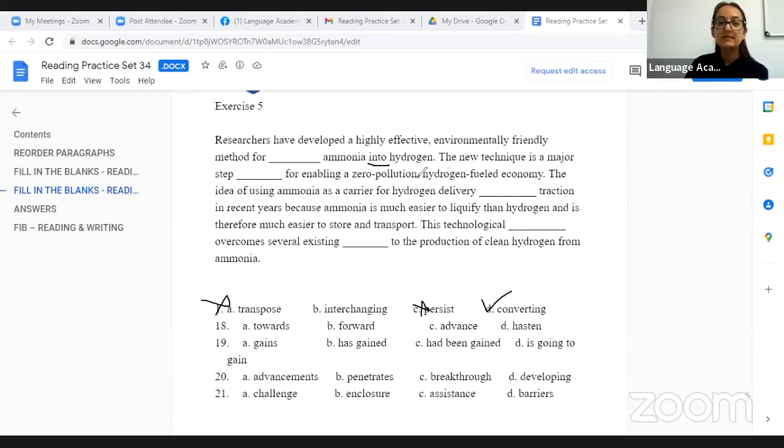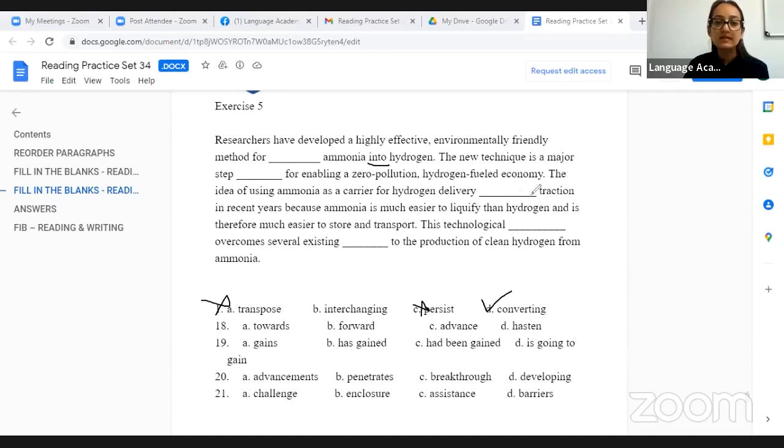The new technique is a major step dash for enabling a zero pollution hydrogen fueled economy. There are two collocations, I think: step ahead and step forward. Step ahead is to move ahead, means to go ahead. And step forward means when you have done some new advancement, some new technology we have found, that's how we use the word step forward.